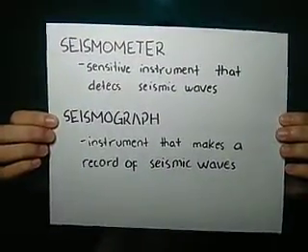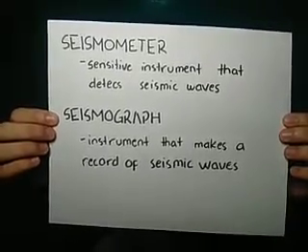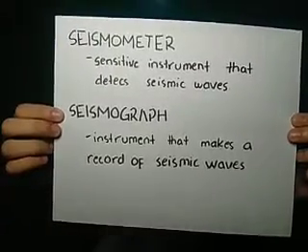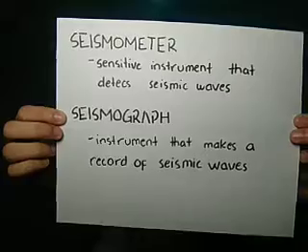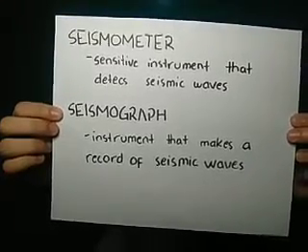They use a tool or device which is called a seismometer. A seismometer is a sensitive instrument that detects seismic waves. It responds to the noise, shaking, and other things that the ground produces. They also use a seismograph, which is an instrument that makes a record of seismic waves. They use this in order to examine the motion of the ground.